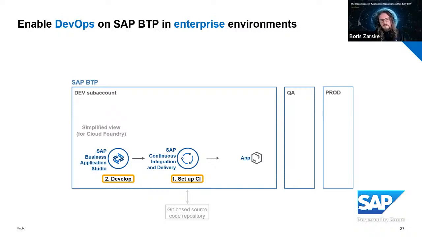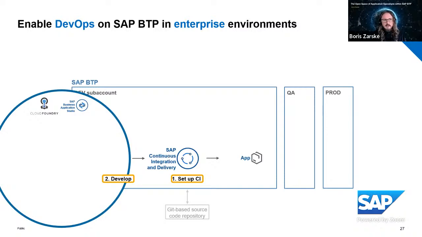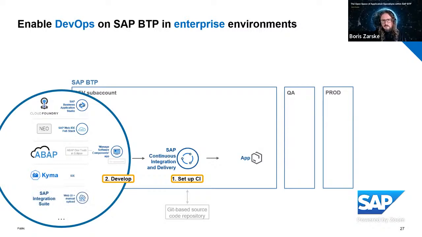Nevertheless, this is, of course, a simplified view, again, stressing Cloud Foundry environments. When you take a look at other environments, for Neo, you would, for example, use Web IDE. For the ABAP environment of BTP, you would still use the ABAP development tools and then corresponding components. We would have Kyma as runtime. We would have SAP Integration Suite with, of course, Web UI.